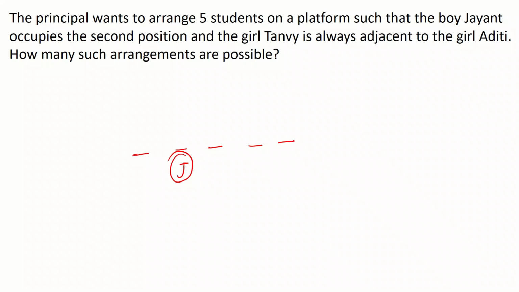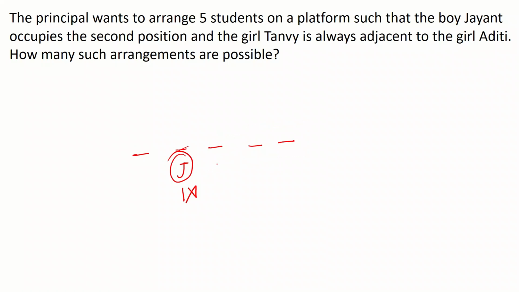So Jayant's place is fixed. He can only sit in this particular place in one way. He cannot move from here. Next, Tanvi and Aditi, they have to sit together. So this first place is omitted. They cannot sit over here because Jayant is sitting over here. He won't let them sit together. Okay, so Tanvi and Aditi, either they can sit in these two places or in these two places.